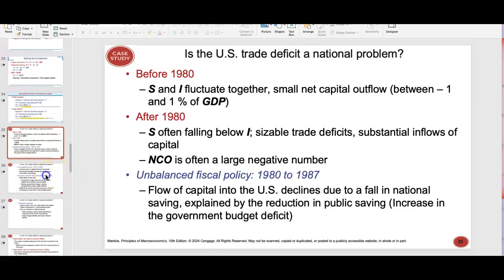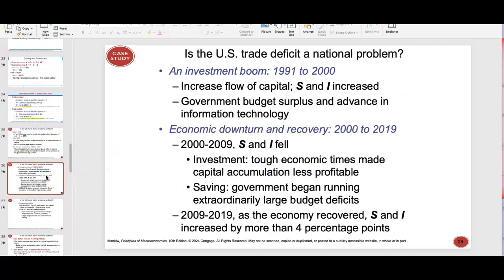Then in the 90s, this changed a bit because we had investment booms in the 1990s. So both our savings and investment increased. So we did a little better. We had budget surpluses in the government. We had information technology, right? We had the technology boom. So we did pretty well in the 90s in terms of the budget and the trade deficit.